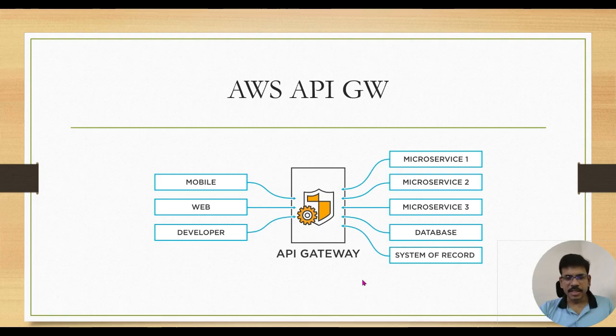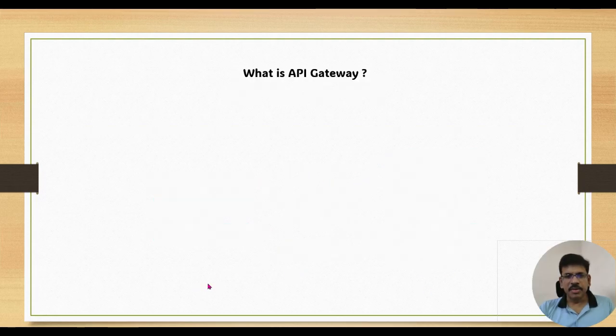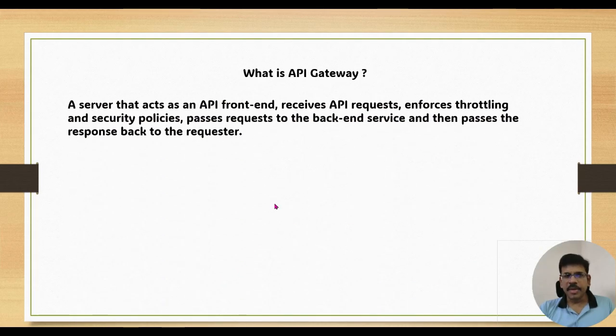As illustrated in this picture, API Gateway acts as a front door for mobile apps, web apps, or developers to access other services, especially backend services. It's a gateway. What is API Gateway? API Gateway is a server that acts as an API front end.